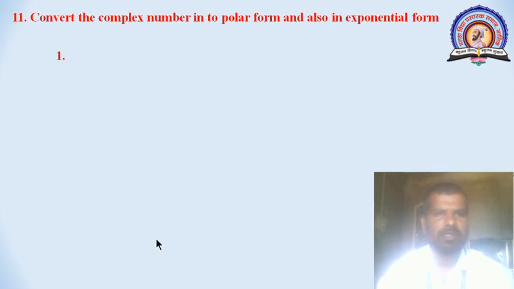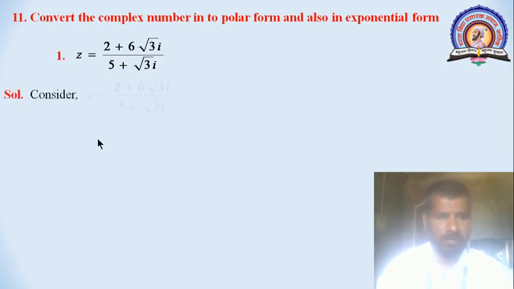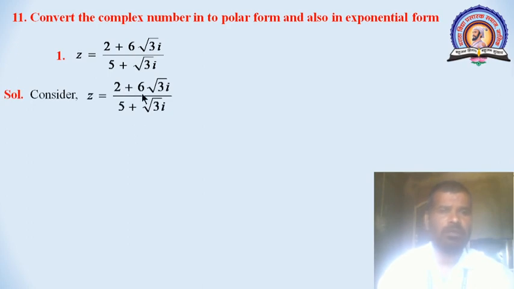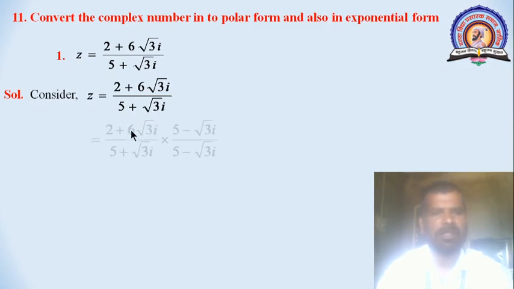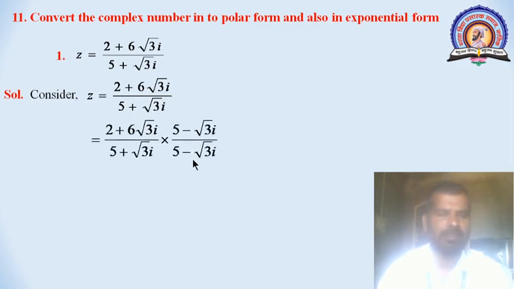Now the next example is to convert the complex number into polar form, also in exponential form. First example: z is equal to (2 + 6√3 i)/(5 + √3 i). Again we know that there is division of two complex numbers. While making division, we have to multiply and divide by the conjugate of the denominator. The conjugate of the denominator is 5 − √3 i. We will multiply and divide by it.